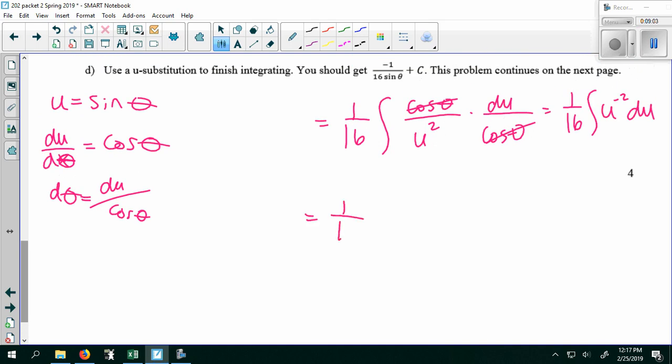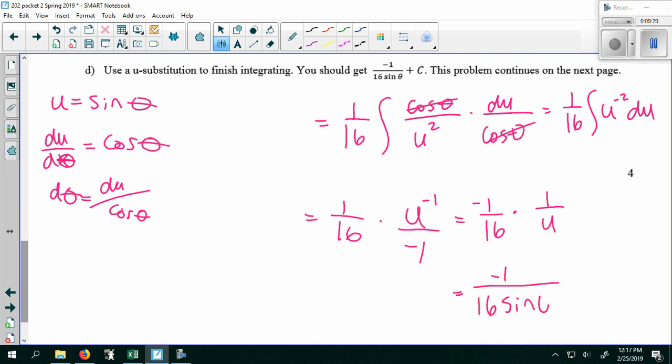So this becomes 1/16. I'm going to add 1 to the exponent, so I get u to the -1, and then divide by the new exponent. So this becomes 1/16 negative times 1 over u, and then replace the u with sine theta. So this is -1 over 16 sine theta. Should have had a plus c here. Plus c.